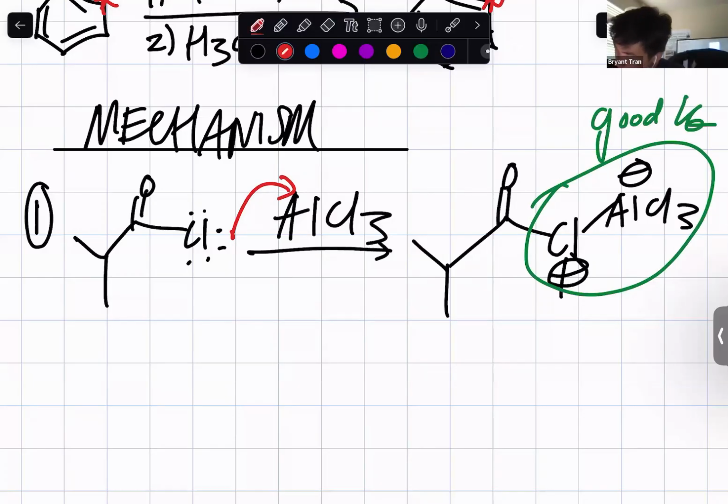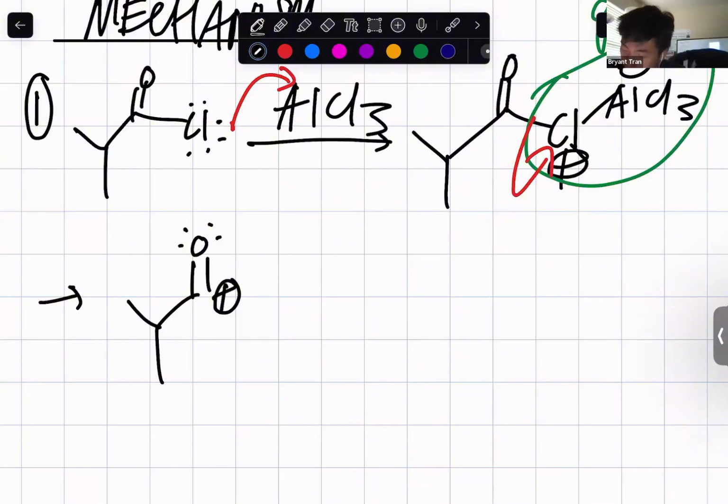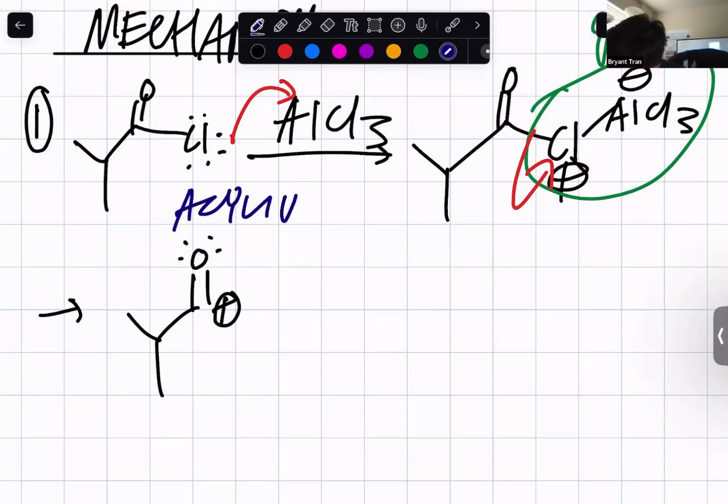Now we have our good leaving group right here. We can kick out that good leaving group directly and give us the specific ion, which you might have to know on the test, because this could be a conceptual question. This is going to be an acylium ion.